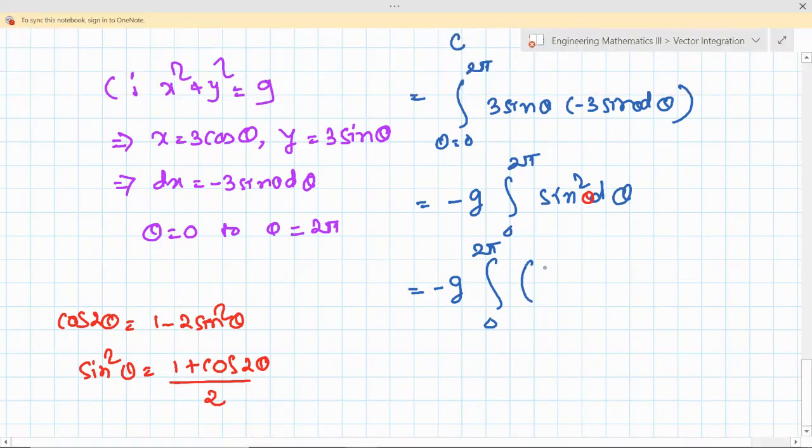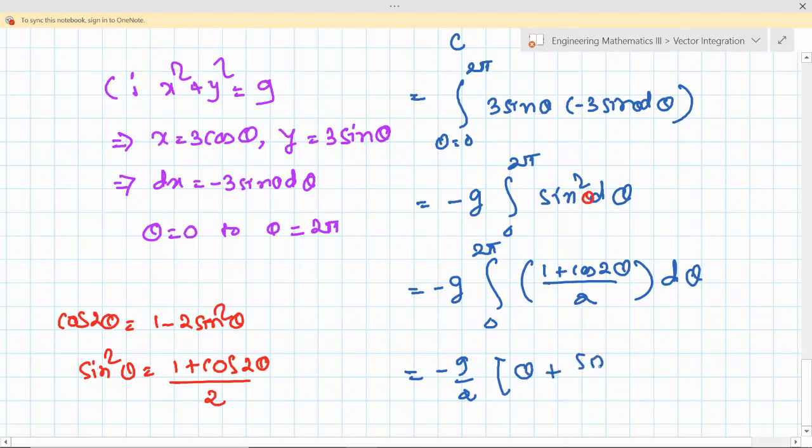So just replace this sin square theta by 1 plus cos 2 theta divided by 2 into d theta. Now this 9 by 2 is outside, minus 9 by 2 is there. Integration of 1 is theta, and integration of cos 2 theta is nothing but sine 2 theta divided by 2, from 0 to 2 pi.